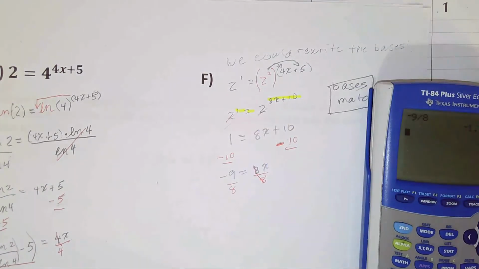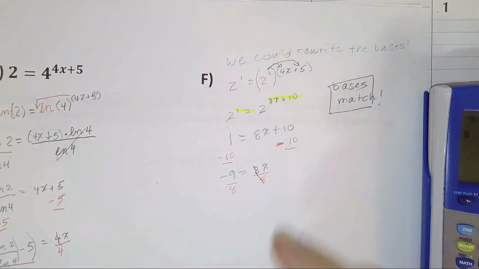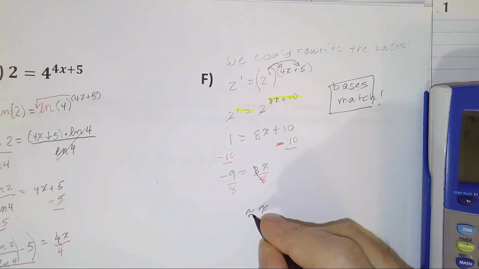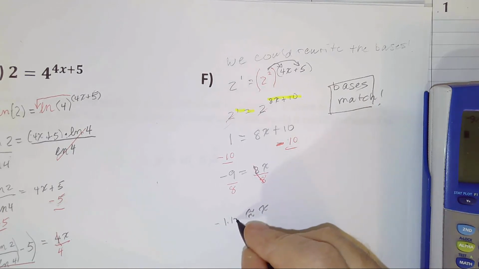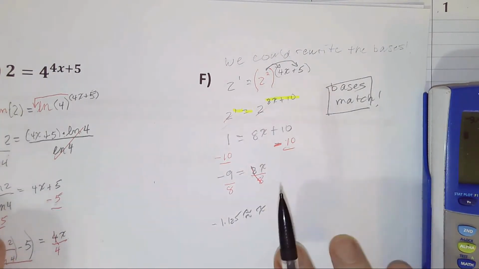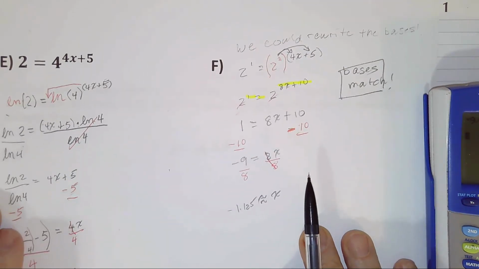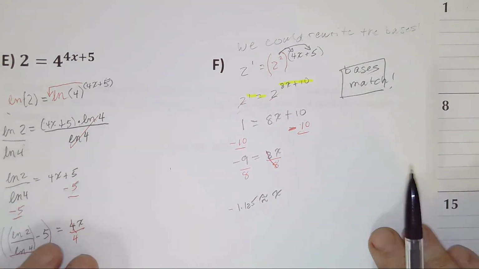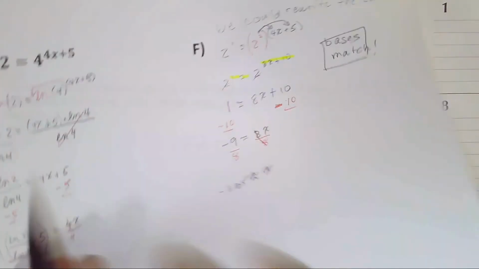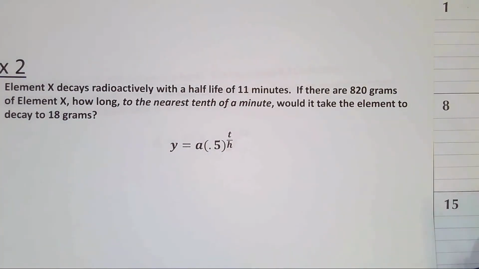So x is approximately negative 1.125. So the whole point is you could go either way. Sometimes you get a choice, and do what's easiest. If you want to drop a log like we've been doing over here, that's fine. But okay, now we're going to do some word problems before we go with this.